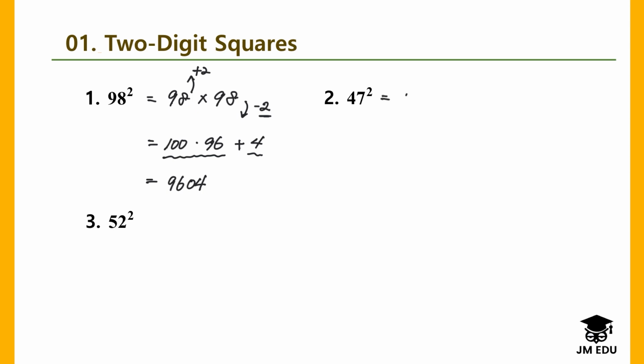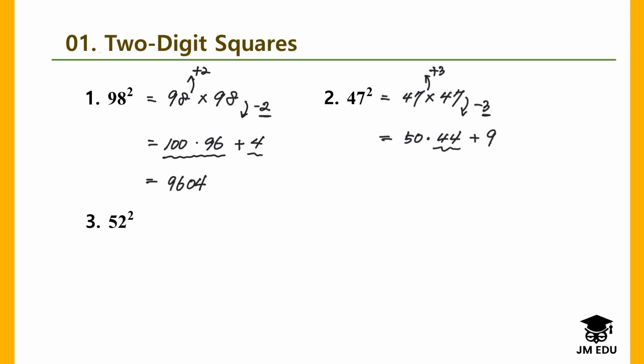Okay. Number 2, 47 squared. That is equal to 47 times 47. Right? So I'm going to add a 3 to the first 47 to make this number 50. So plus 3, then subtract 3. Okay? So that's going to be equal to 50 times 47 minus 3, that's 44. And we have to add a square of this number, 9.